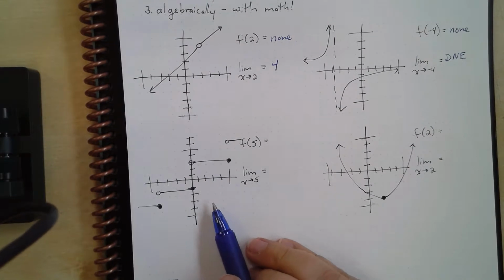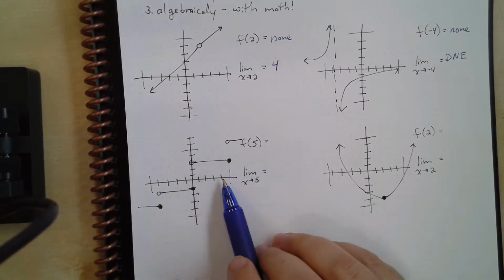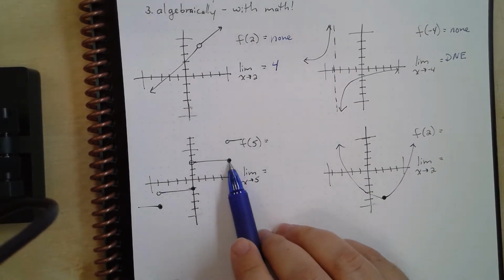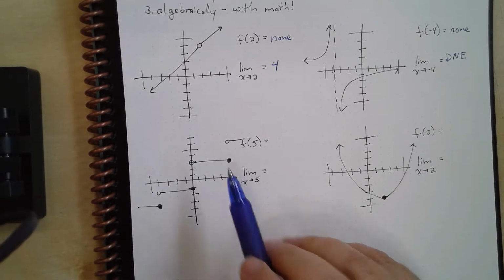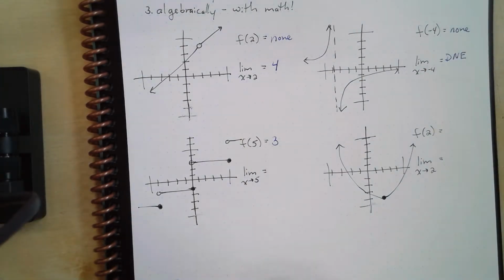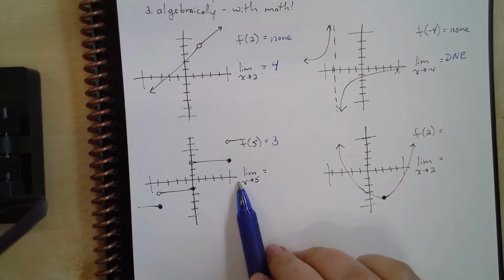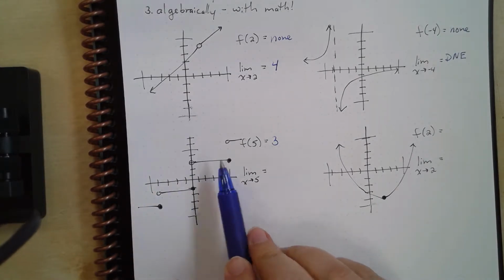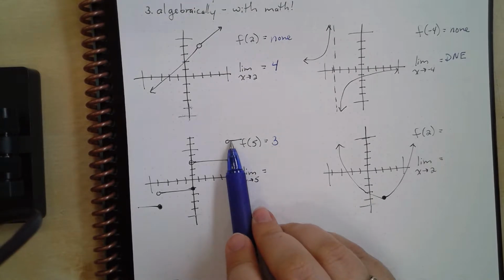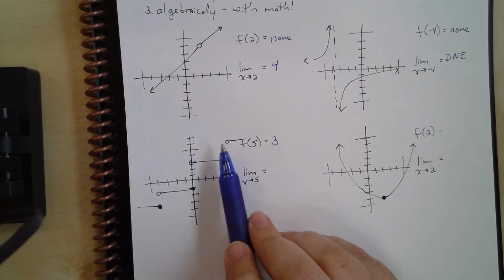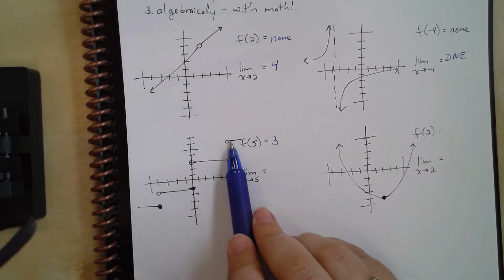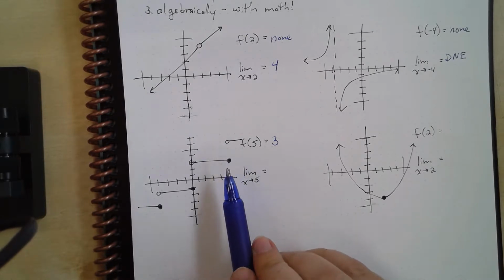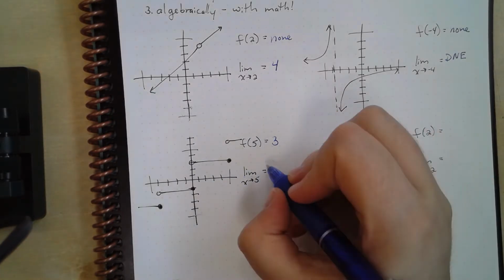Let's look down here. f of 5, well, if we go to 5, we actually do have a value there. f of 5 is equal to 3. That's nice. But if we look at the limit as x approaches 5, well, if we approach 5 from the left, we do get to 3. But if we approach 5 from the right, it looks like we're at 6. And because those are different and because they're not meeting at the exact same place, here our limit does not exist.